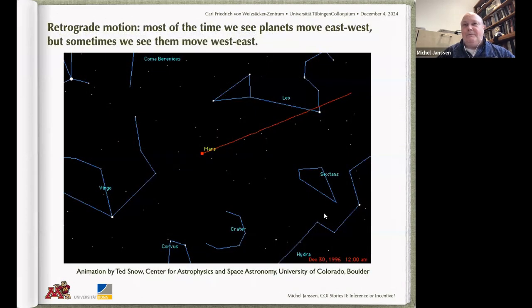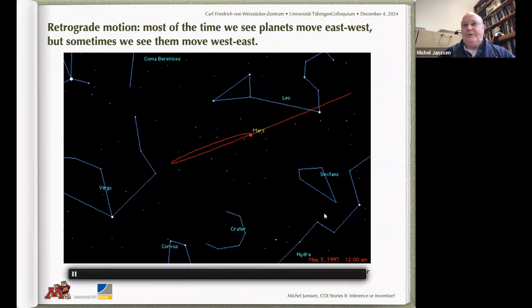So here's a movie of the problem. The problem is called retrograde motion. I hope you've all seen this. This movie shows you, night after night at 12 a.m., where Mars is. For the most part, Mars is moving east-west. But every once in a while, and that's why these things are called planets, or wanderers, it goes in the other direction. And then it resumes its normal course.